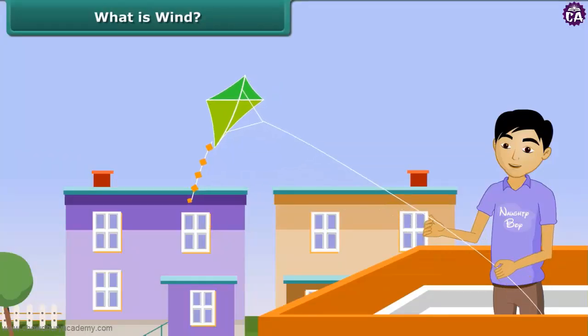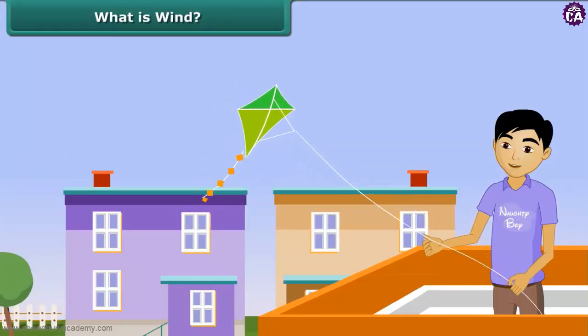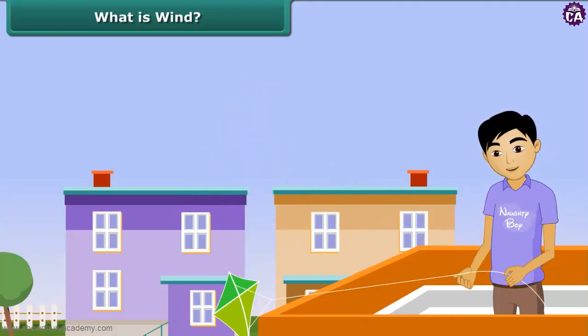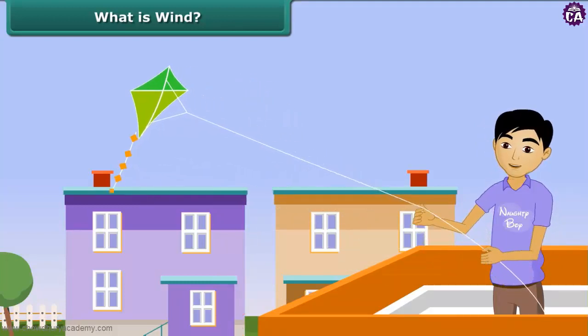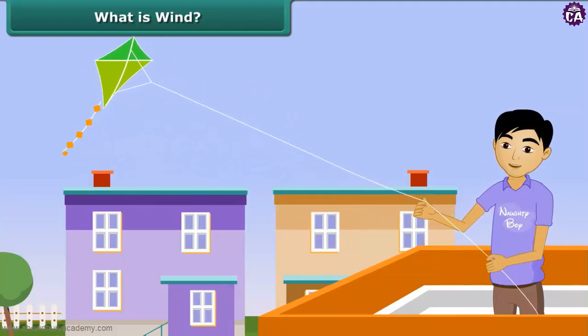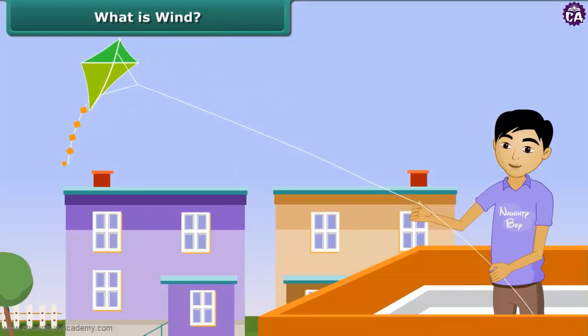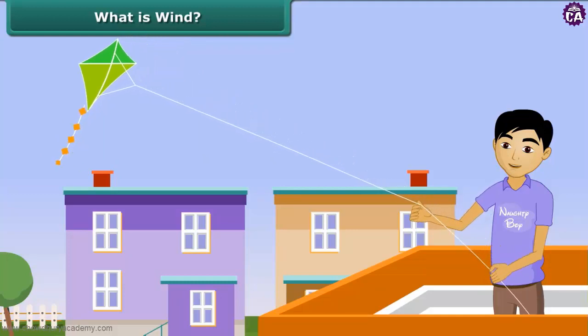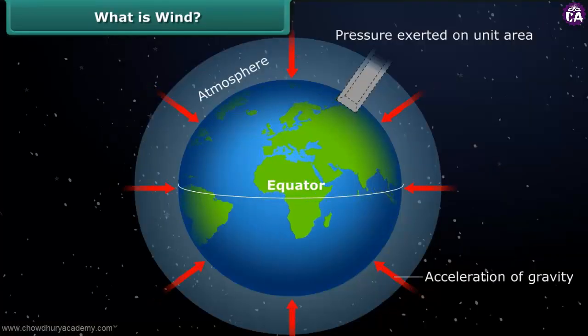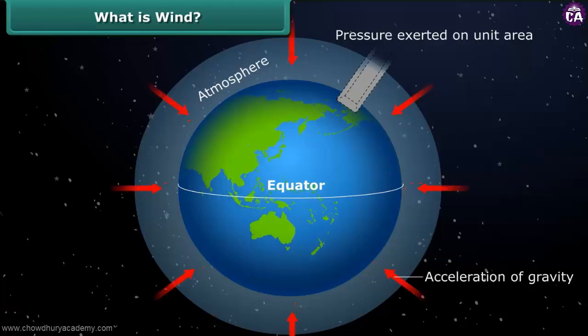What is wind? Ankit is trying to fly a kite, but the kite is not flying. What does he need to do? It is very simple. He should fly the kite in the direction of air. Moving air helps the kite to climb in the sky. We call this moving air as wind. Now the question comes, what causes air to move? Well, it is caused by differences in air pressure within our atmosphere.